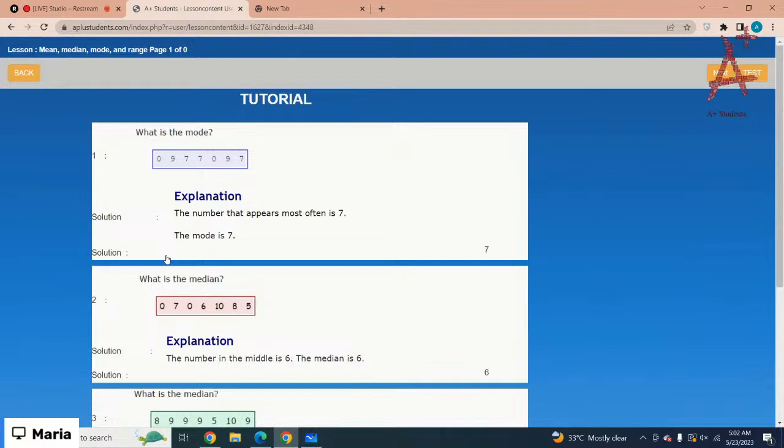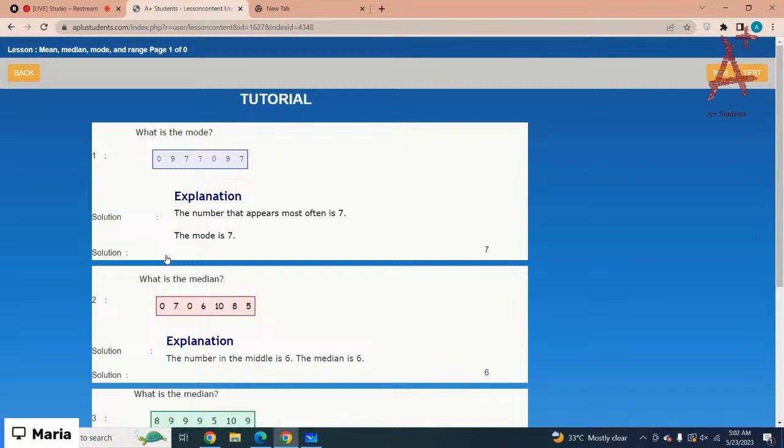Okay, what is the mode? So basically mode is the number that appears the most of the time in the data. Got it? So let's just see. Here you have 0 two times, 9 two times, and 7 three times. So that means the mode value is 7. Got it? Because 7 appears 3 times. So that means 7 is the mode.